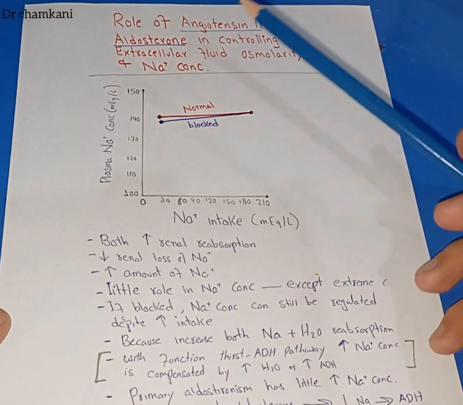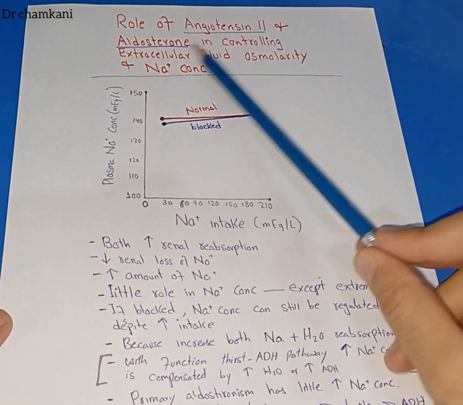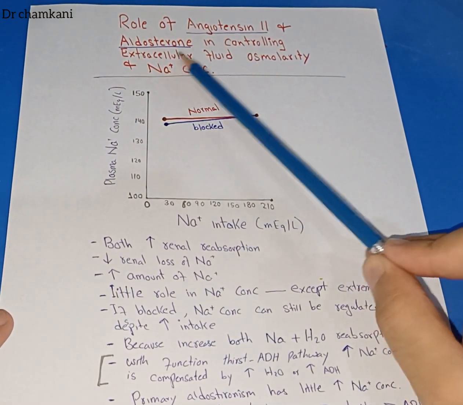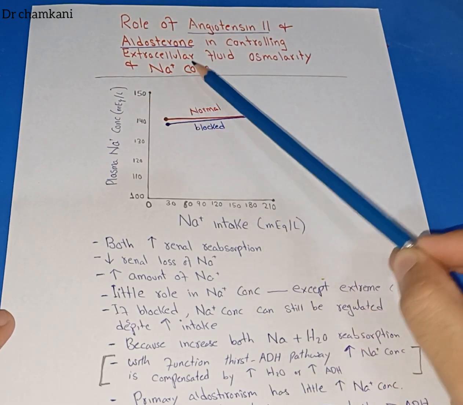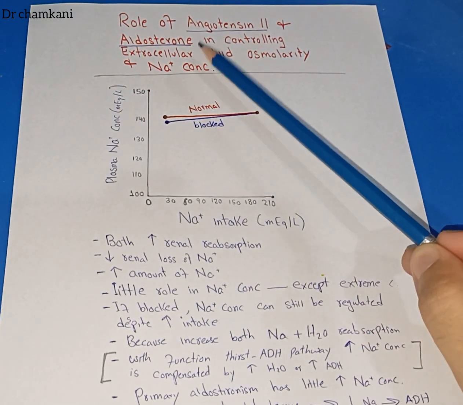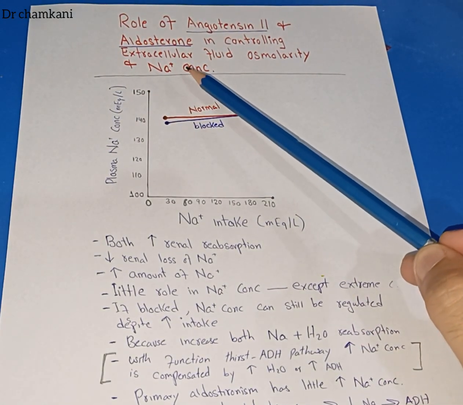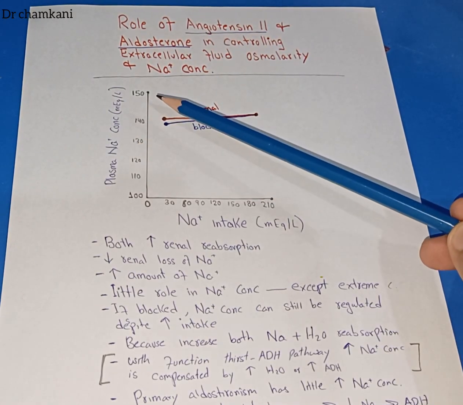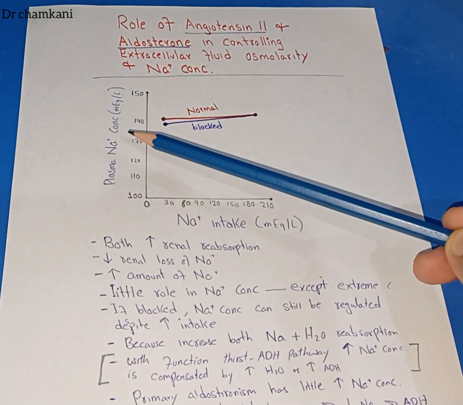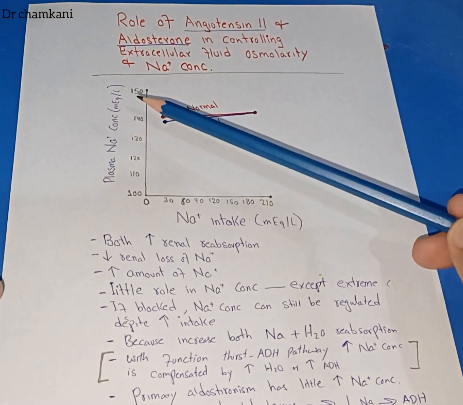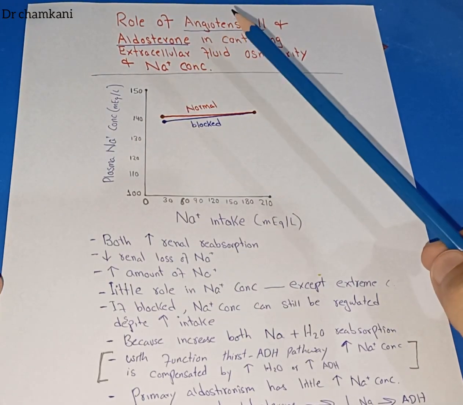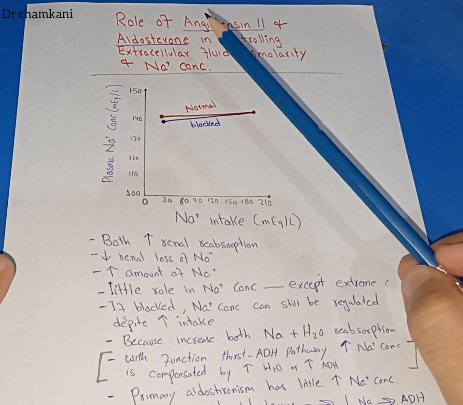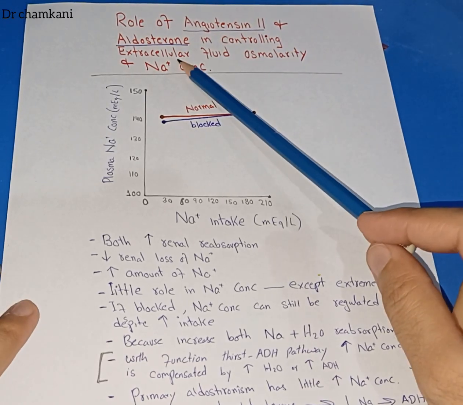Today in this lecture, we will talk about the role of angiotensin 2 and aldosterone in controlling extracellular fluid osmolarity and sodium concentration. This lecture simply states that sodium concentration in the plasma or plasma osmolarity is mainly controlled by osmoreceptor ADH and thirst mechanism rather than angiotensin 2 and aldosterone.